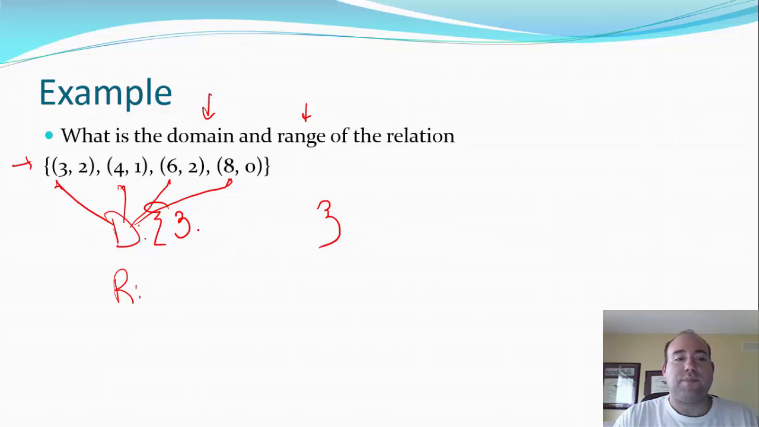So the first ordered pair has an x coordinate of 3. The next one has a 4. The third point has an x coordinate of 6. And the fourth is at 8. So that set there is my domain for the given relation on your note sheet.